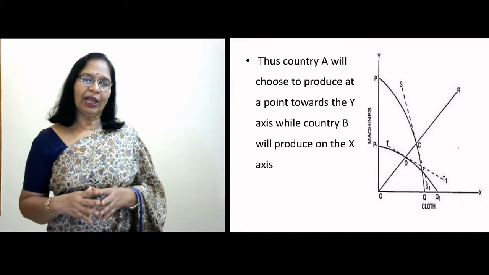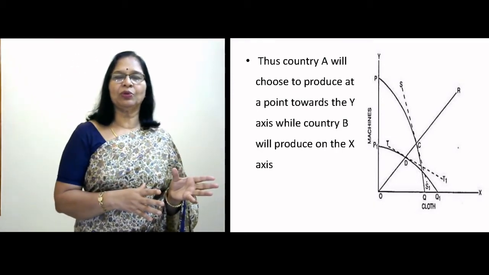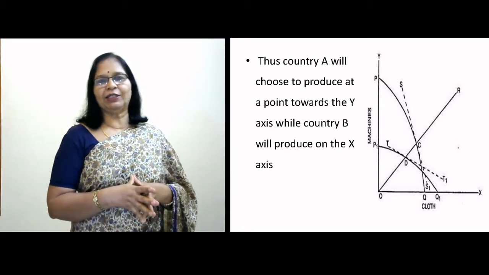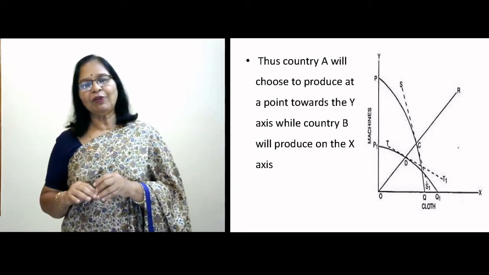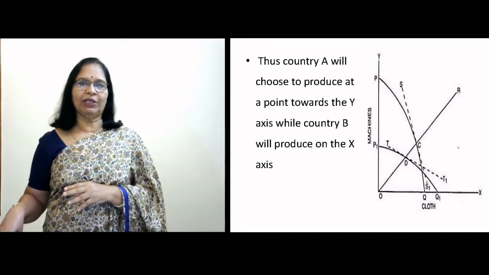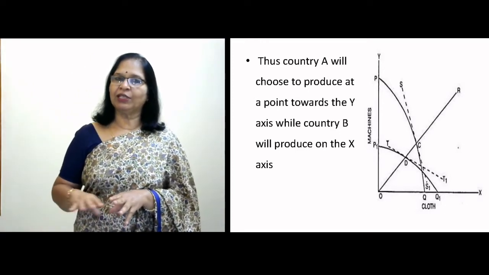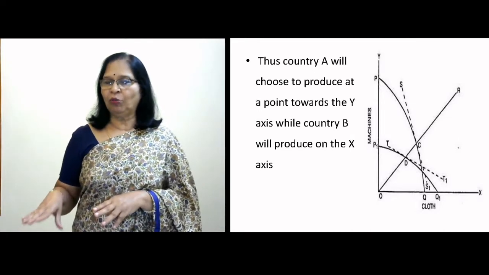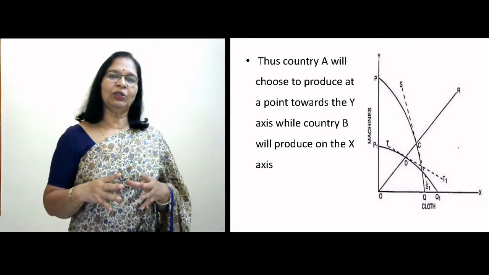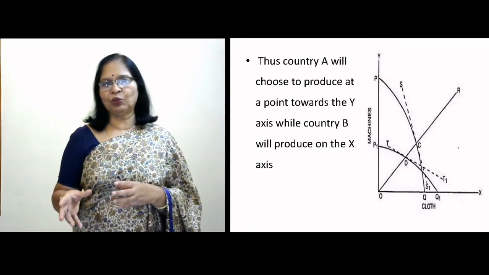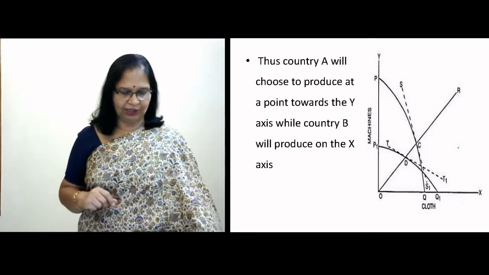that country A would rather choose to produce on its vertical axis, that is, produce more of the capital intensive good, and country B will produce more of the labor intensive good because its production possibility curve is much flatter, indicating that it has got more labor. So this is how the Heckscher Ohlin model can be explained using prices and also in terms of physical quantities.